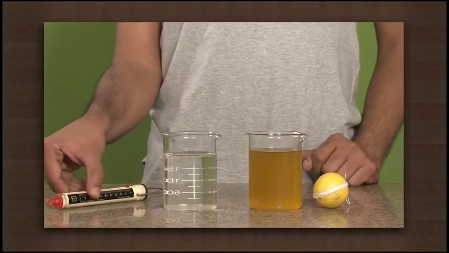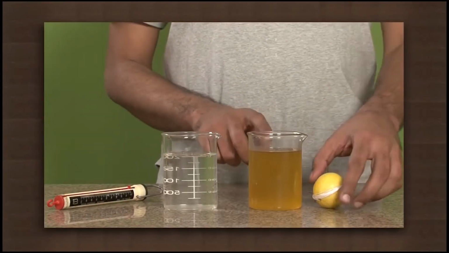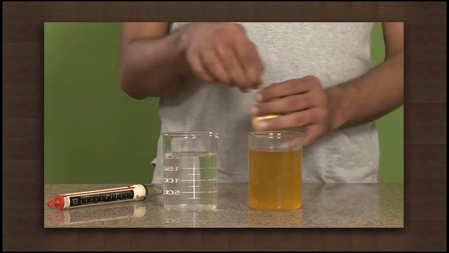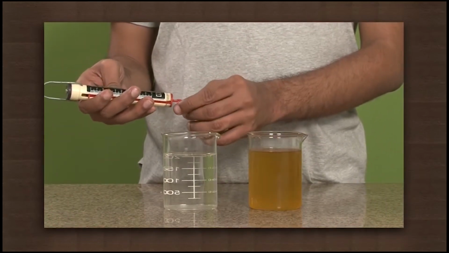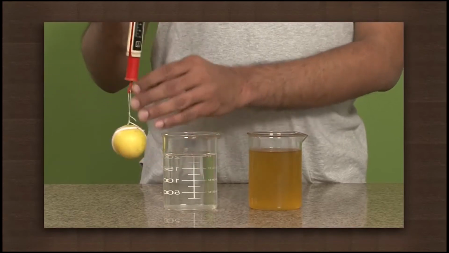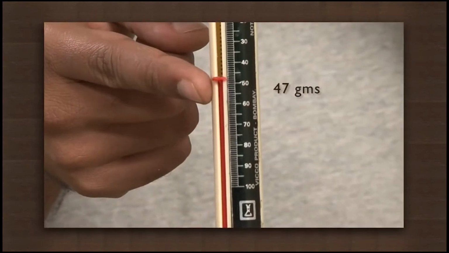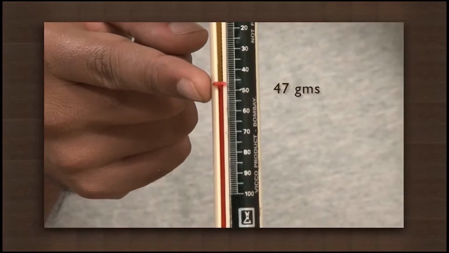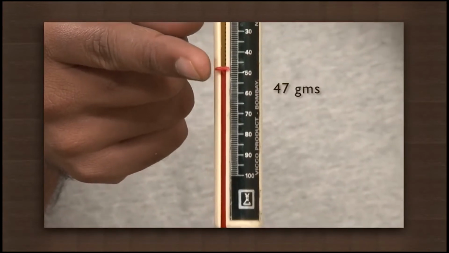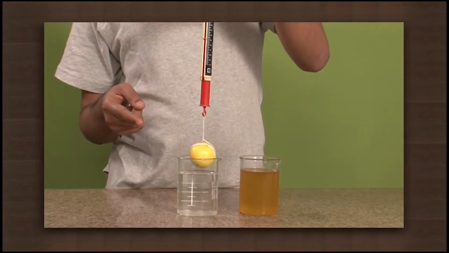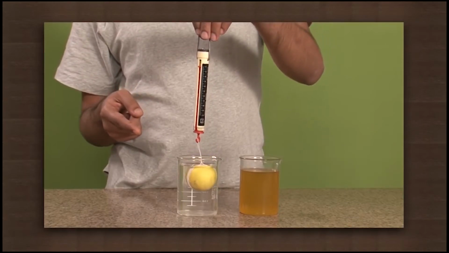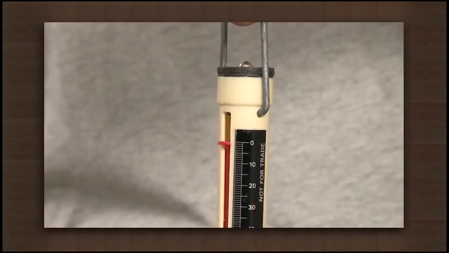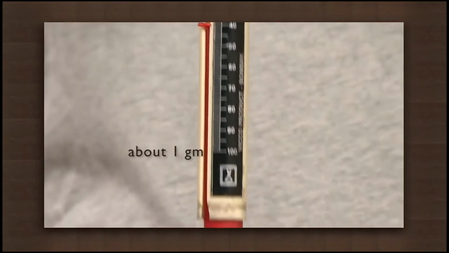Spring balance, beaker of water, beaker of oil, and a lemon tied to a thread. We will first weigh this lemon in the spring balance. It weighs 47 grams. Now we will immerse the lemon in water. The weight in water is 1 gram.